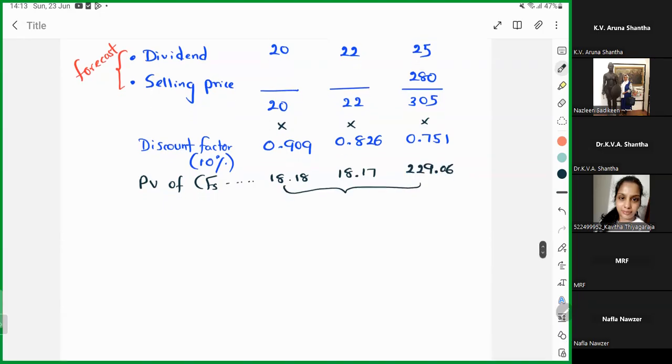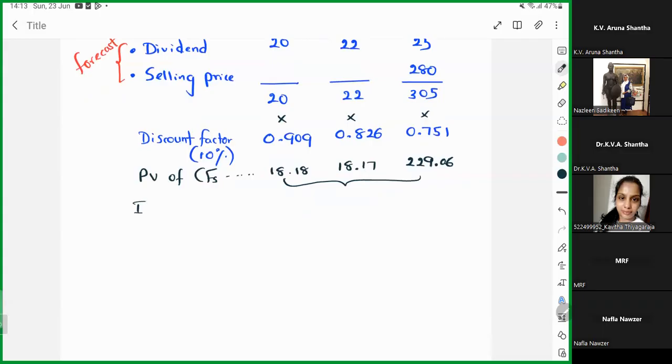Then intrinsic value equals the total of these present values of future cash flows. How much total? 265.41. So that's what a share is worth now.